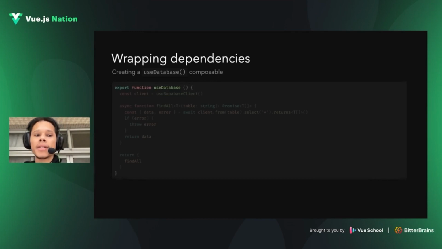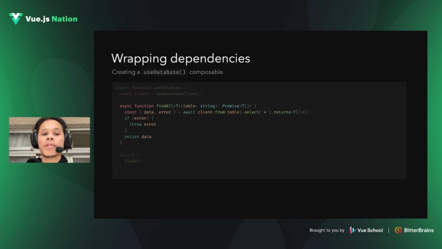So in our case, we can create a use database composable that will wrap the use Supabase client. So this code does two things. We pull the Supabase client, and then we implement a method, which is called findAll, and that wraps the Supabase implementation detail. And by doing so, we abstracted away the implementation detail of interacting with the database.